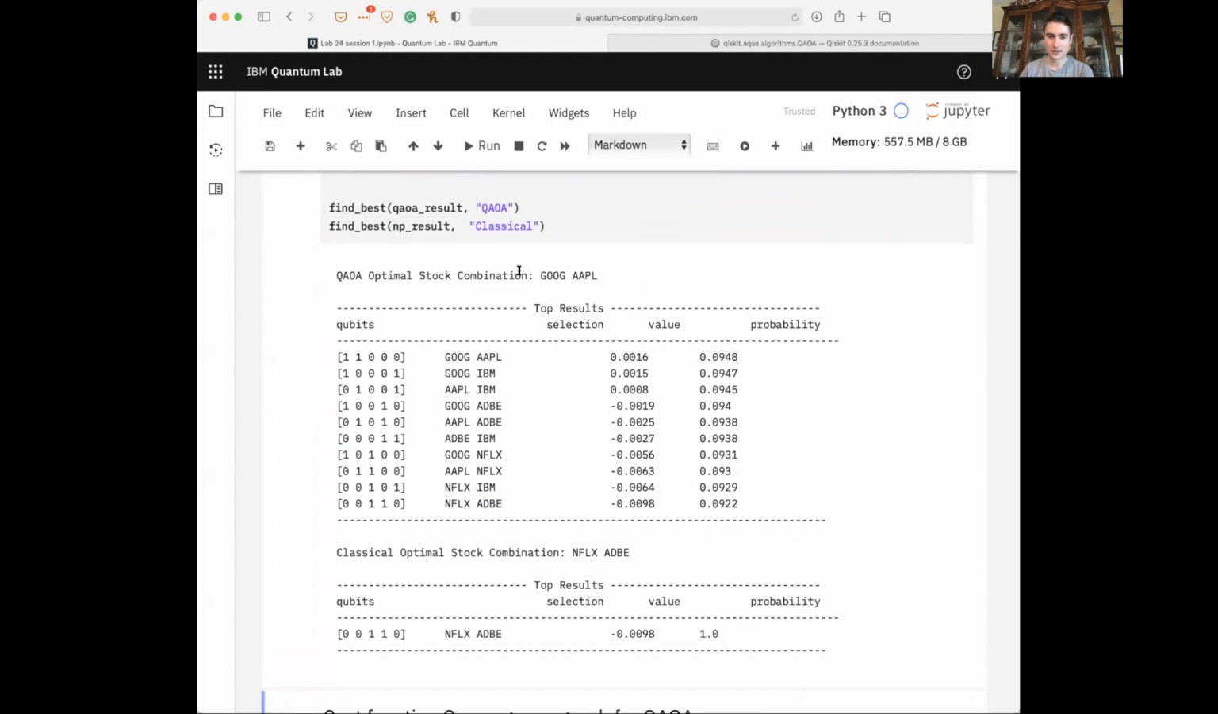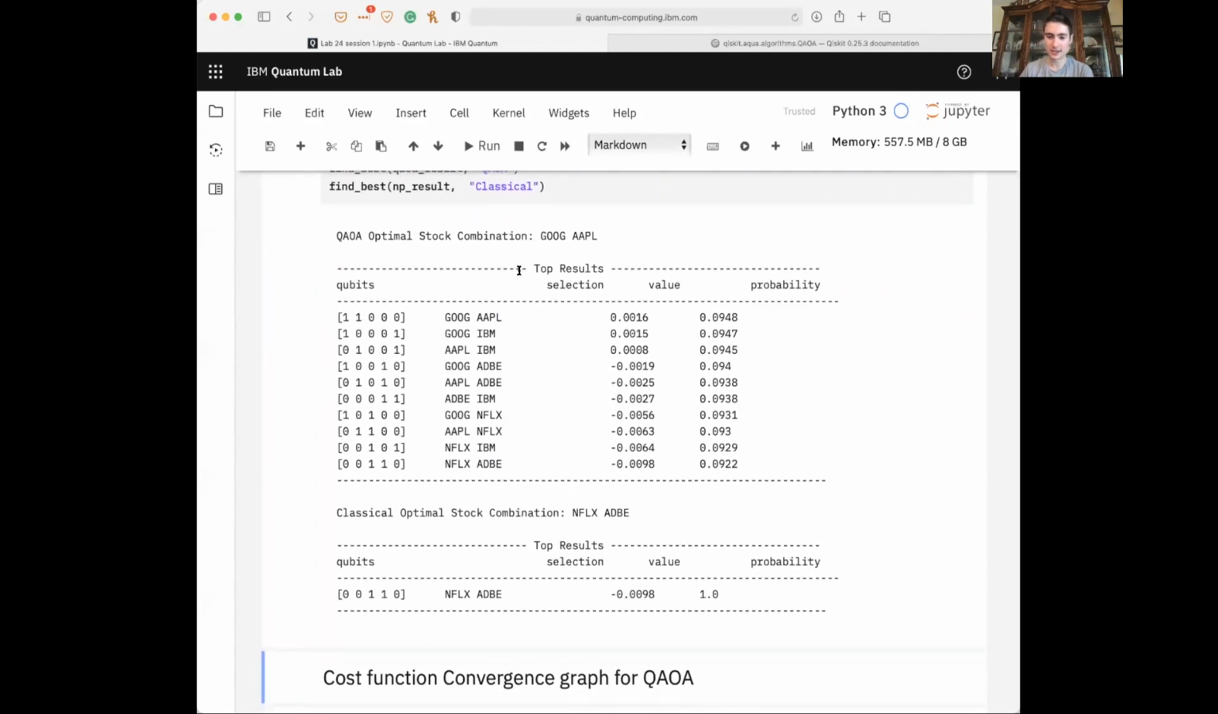Okay, so this is interesting. We get some tables here. Let's see what this says. So QAOA optimal stock combination. It looks like this is some kind of answer, right? So Google and Apple, this fits our understanding of the problem, right? These are 2 stocks out of the 5 we started with. And QAOA is telling us that this is our answer.